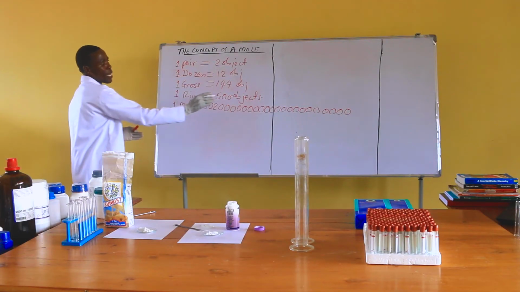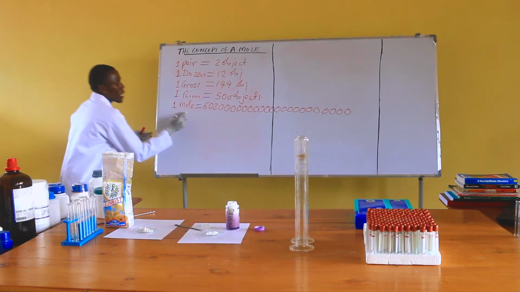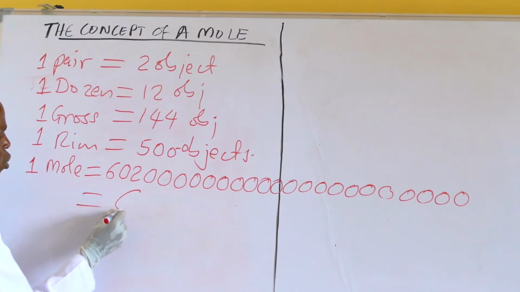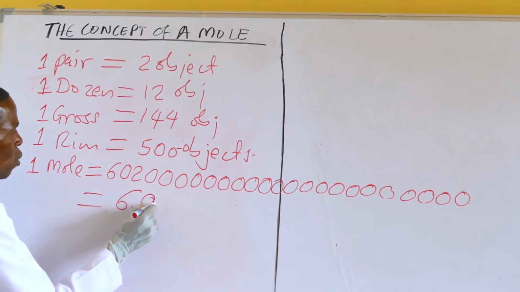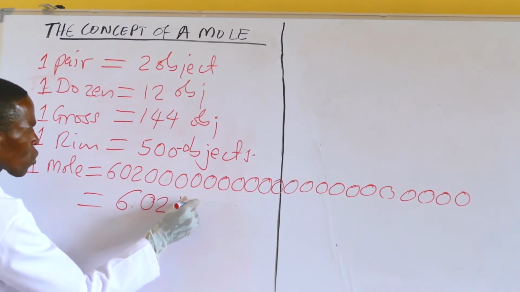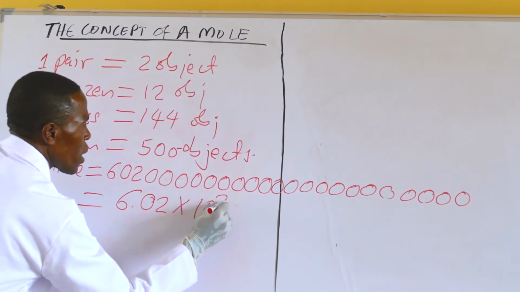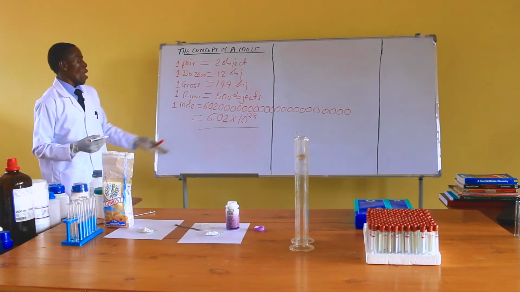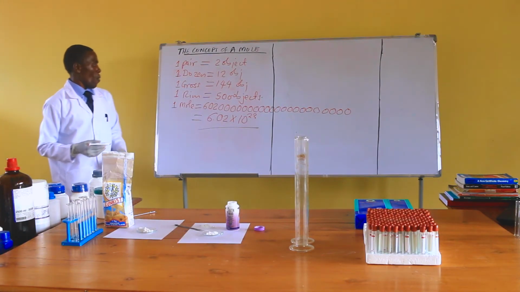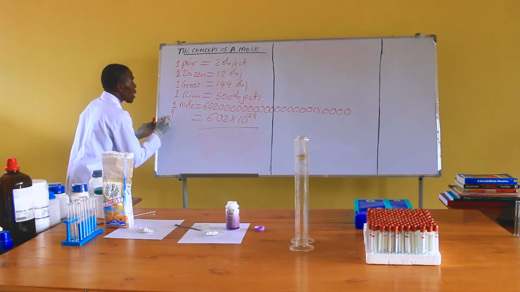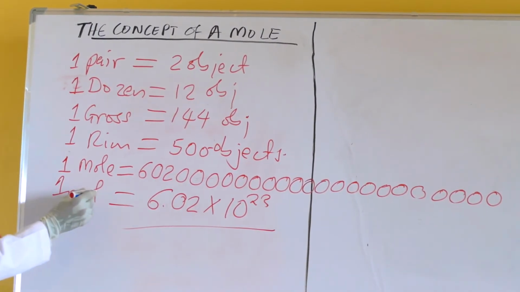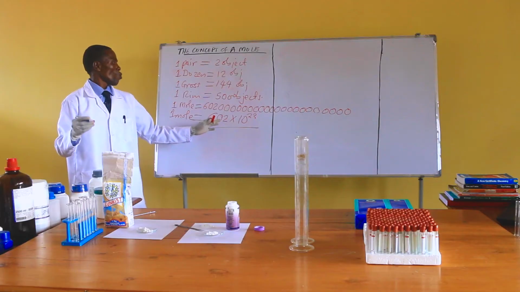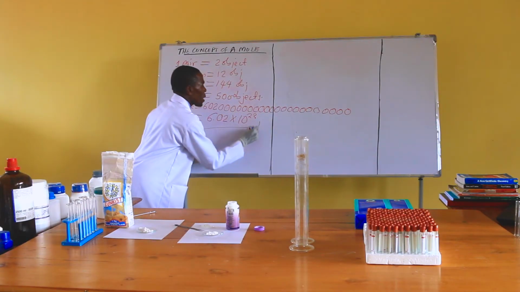Now simply, this can be written in a standard form, the one you find in documents and books, written like 6.02 times 10 power 23. This number in standard form, mathematically, we write in a simple way like this. So that is 1 mole. So 1 mole has 6.02 times 10 power 23 particles.